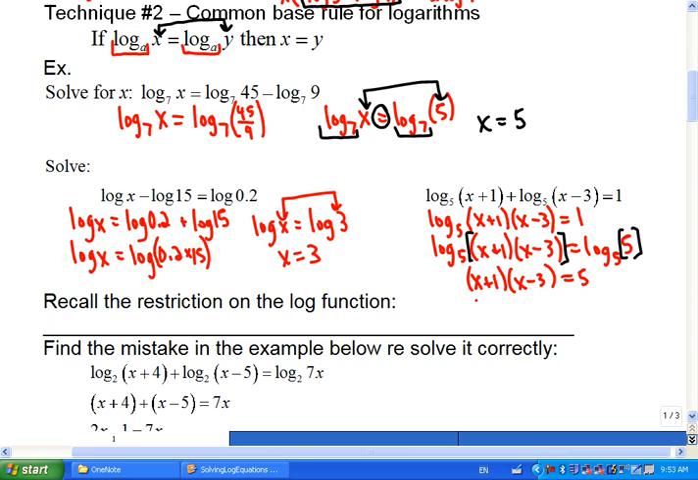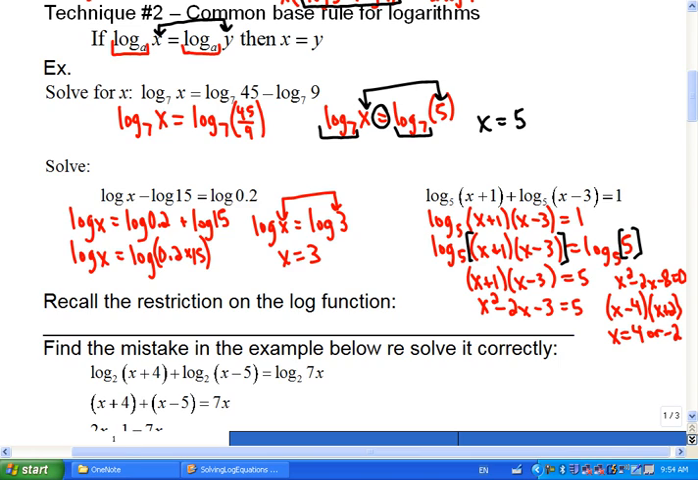And of course, we're going to have some quadratic equation to work with here. So it'll be x squared minus 2x minus 3 equals 5. And if I rearrange that, that'll be x squared minus 2x minus 8 equals 0. So I think that'll be x minus 4 and x plus 2. So that means x equals 4 or negative 2.